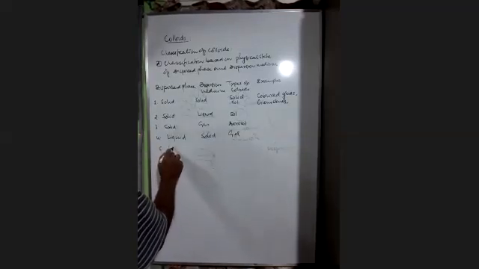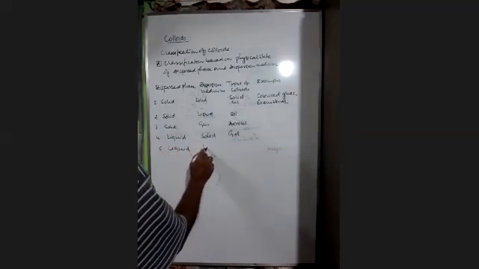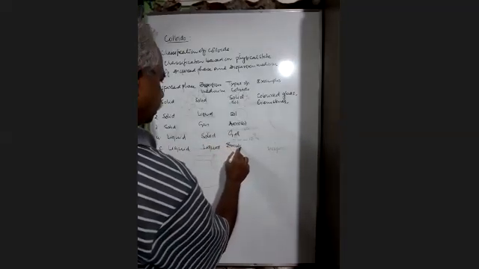Then liquid and liquid. This is called emulsion. Okay. Tell me the examples. Milk, hair cream, butter. Yes. Milk is an emulsion, let us know. What is milk then? Milk, if you churn, then what do you get? If you churn milk, then what do you get?